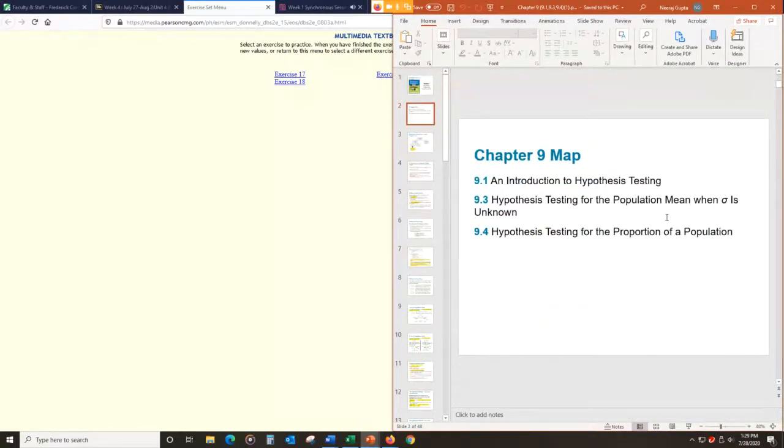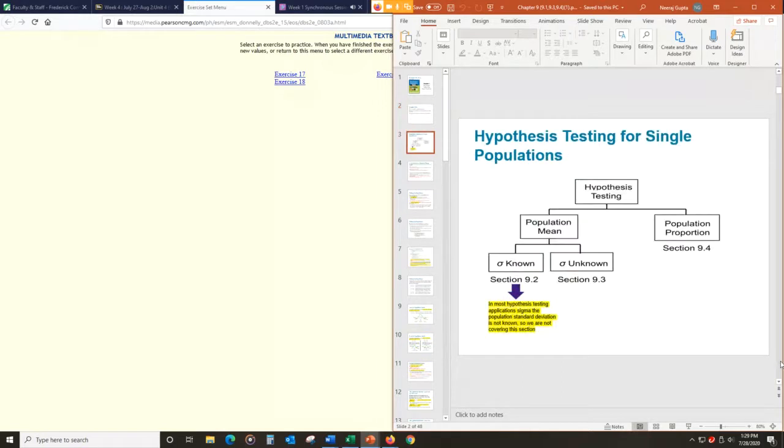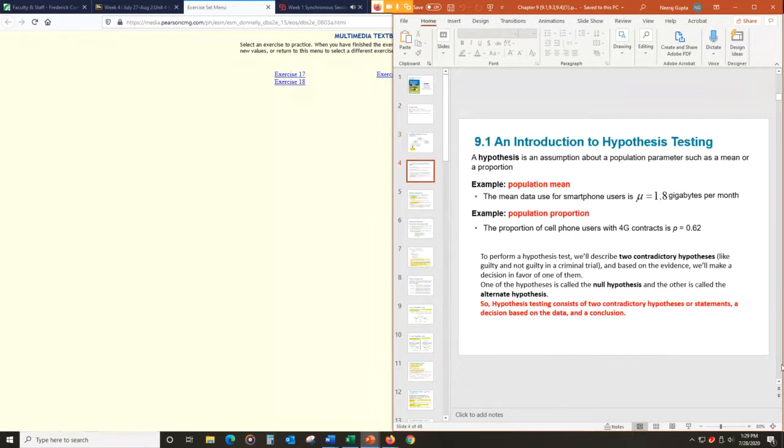So again, we are not doing when the sigma is known, we are doing when sigma is unknown for the population mean, and then we are doing for the population proportion. So 9.2, we are not doing 9.3 and 9.4, that's what we are doing. So you need to pay attention to the symbols you are going to be using. You are testing the population parameter. So that's where your symbol should be either mu if it is mean or p if it is proportion.